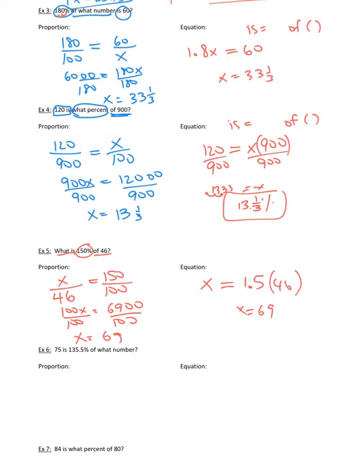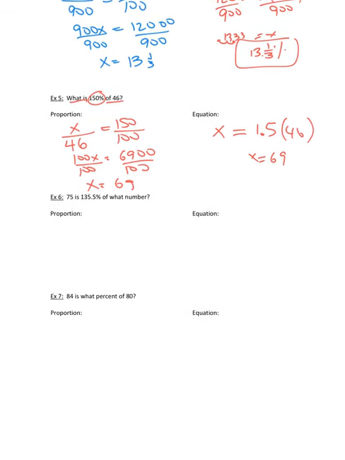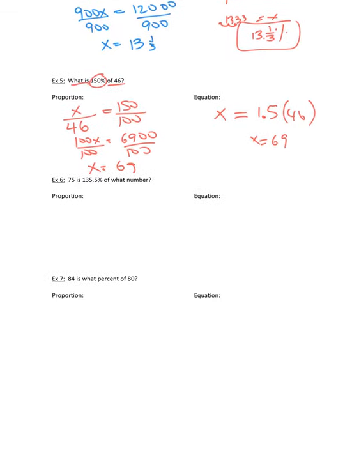Okay, and we'll try one more. And you guys can, oh, 2 more actually, sorry. Again, pause me and try this on your own. 75 is 135.5% of what number? So 75 is the part out of what number? X equals, and this is the percentage, 135.5 out of 100.